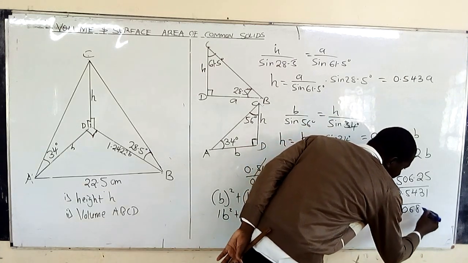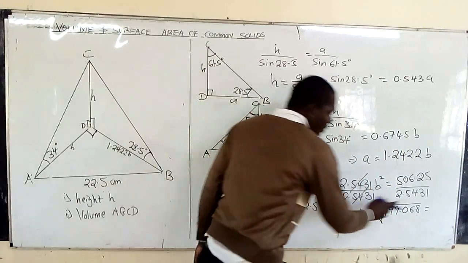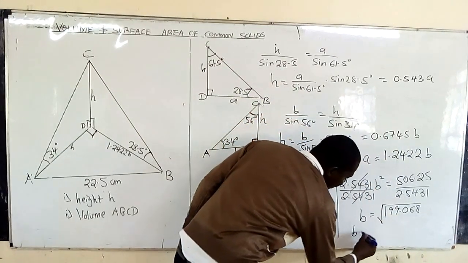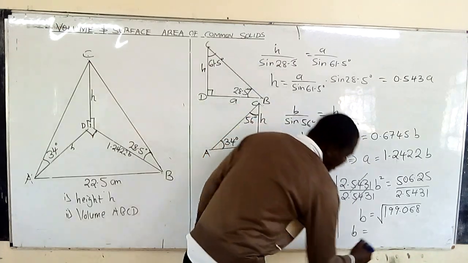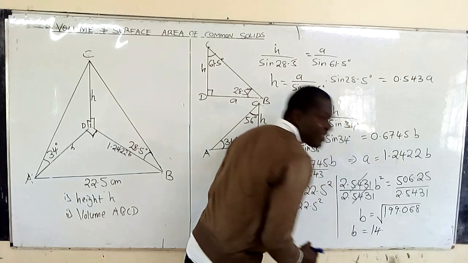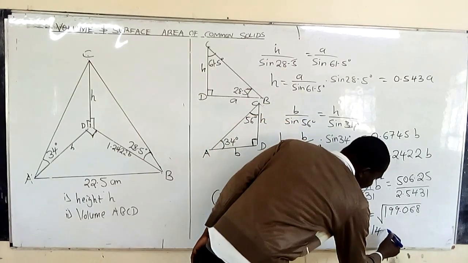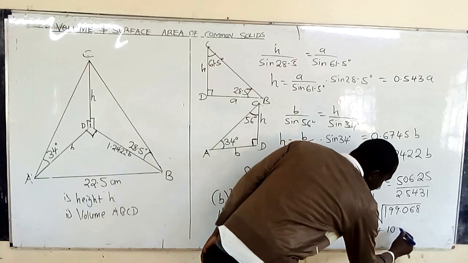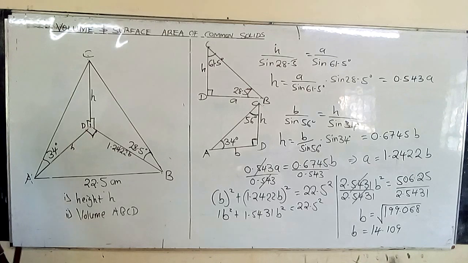199.068. So if you find that square root, you found B to be... what have you found to be B? 14.109, isn't it? So we found the value of B.